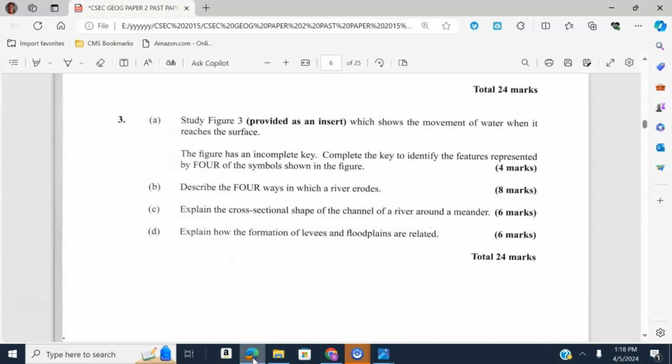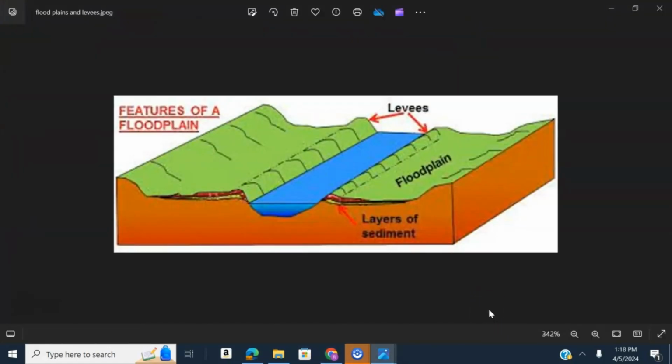Part D to the question asks that we explain how the formation of levees and floodplains are related. Floodplain and levees, they are very much related in the sense that both levees and floodplain are a result of flooding. So when material carried by the river is deposited on the bank, the coarse materials will be deposited first on the banks, and repeated action will lead to a raised ridge that we call a levee.